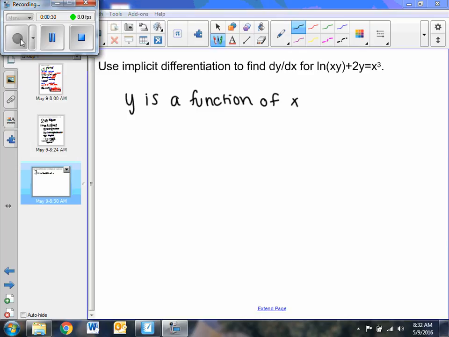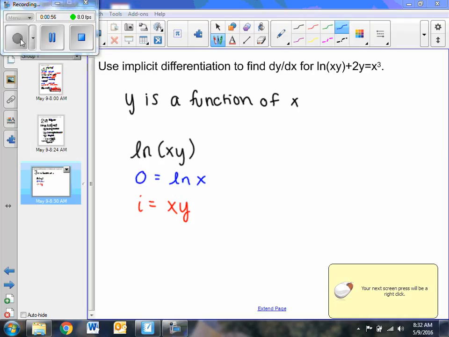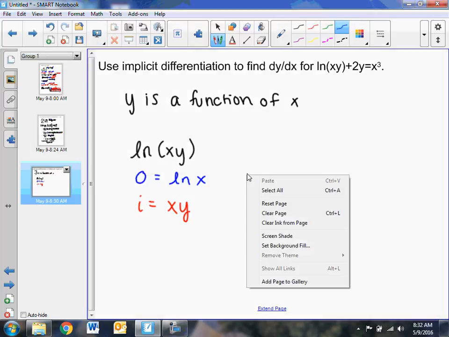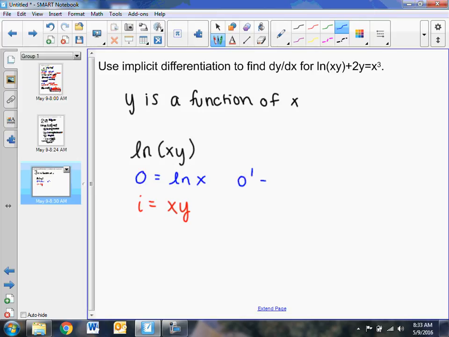dx. So let's start by looking at the natural log of x times y. Now when we look at that, we notice we have an outside function, which is natural log, and an inside function, which is xy. So let's do our chain rule. Our inside function is x times y. So our outside function's derivative is going to be 1 over x.